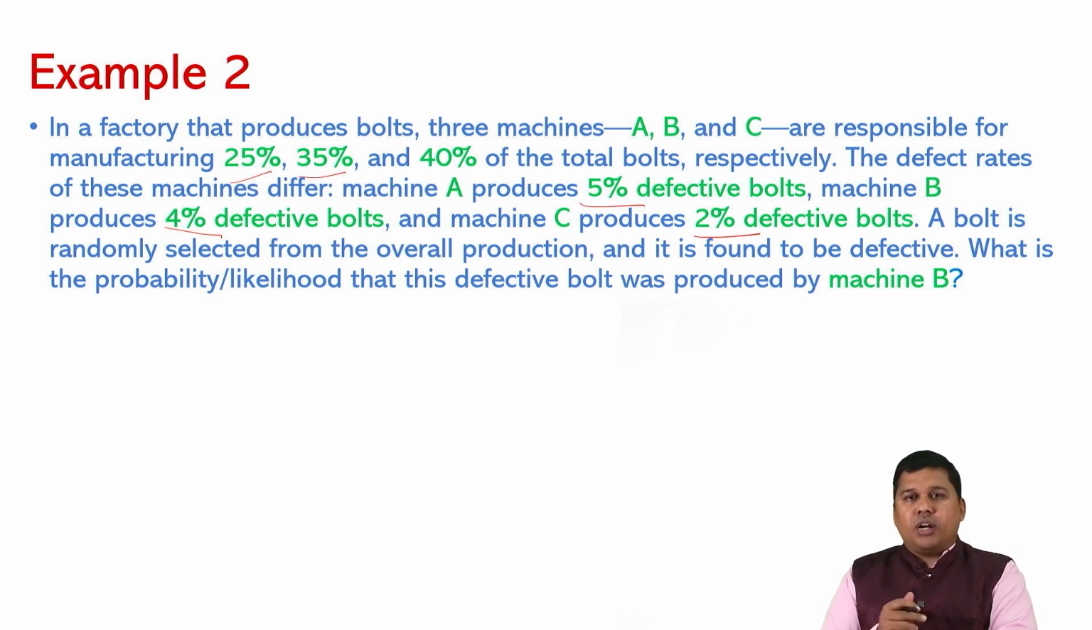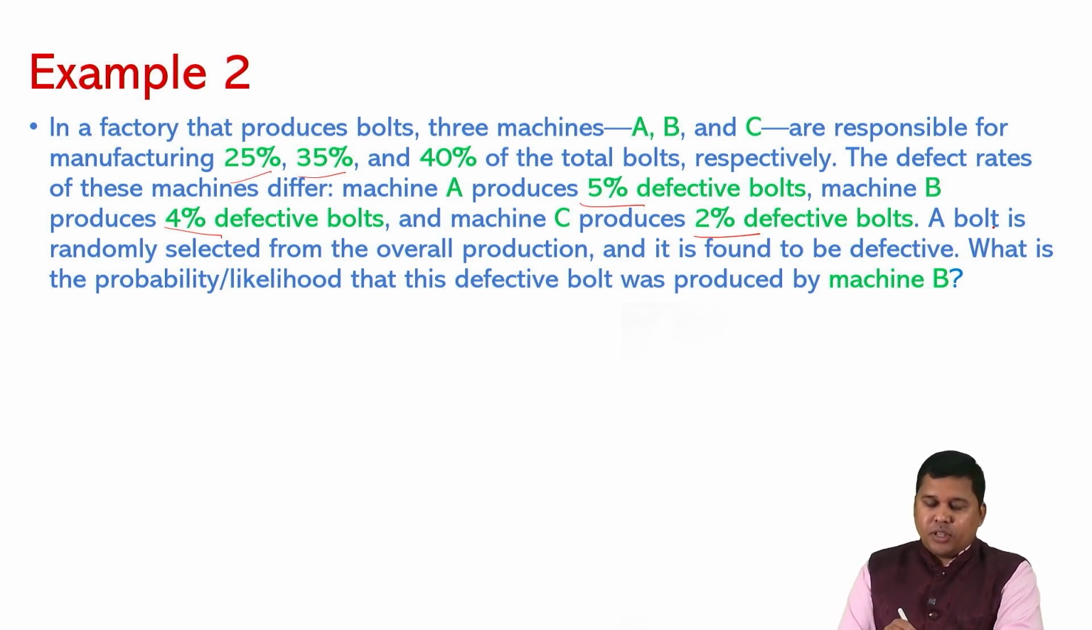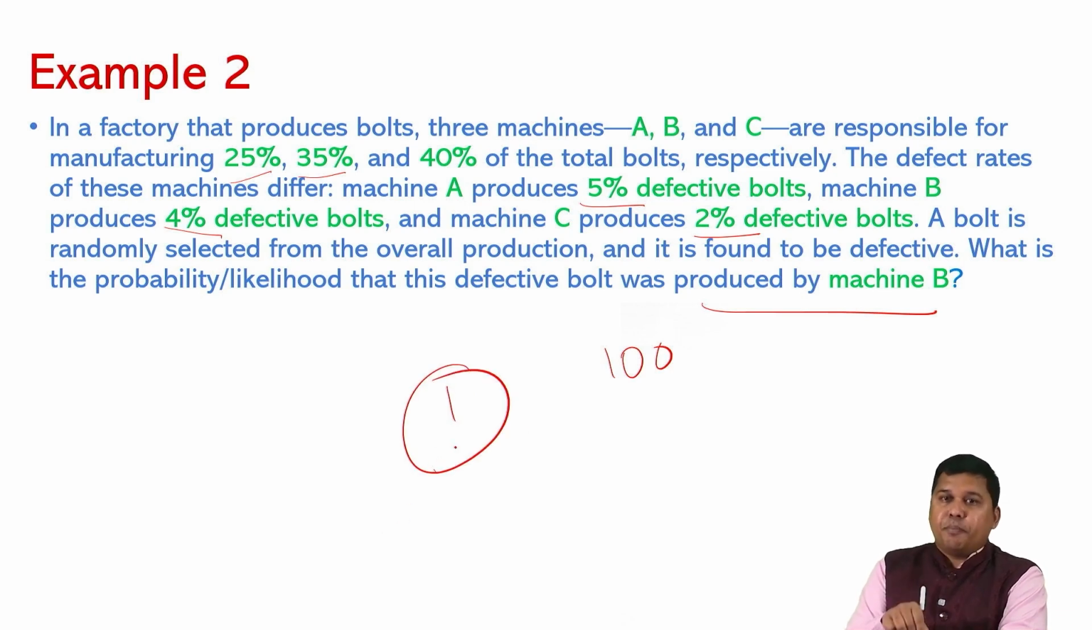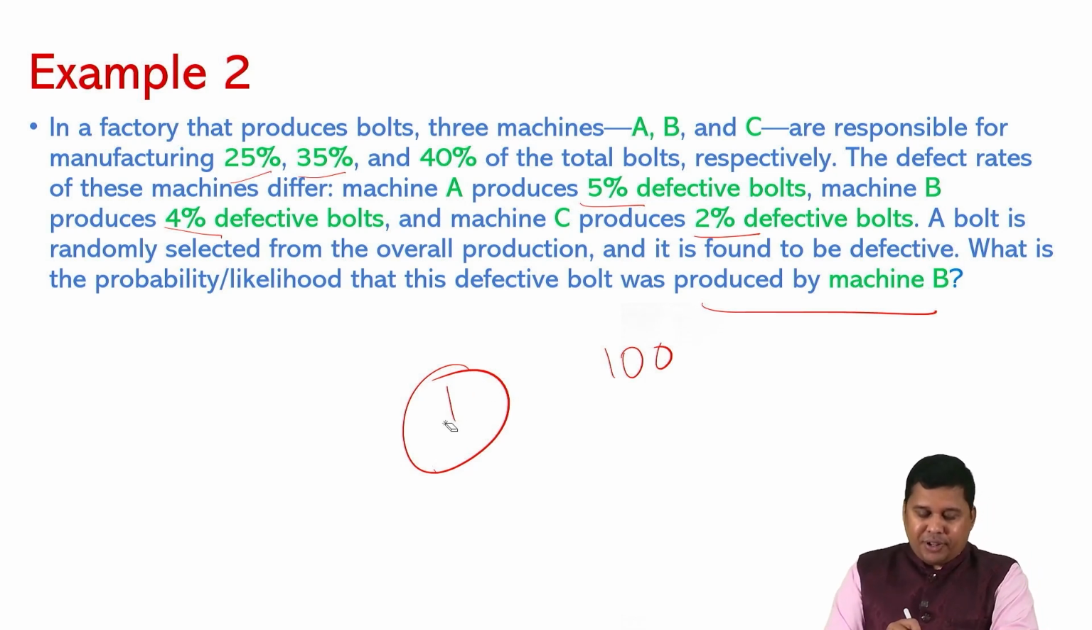So, every machine has its own defective bolts it is manufacturing. A bolt is randomly selected from the overall production, say from 100. It is found to be defective. What is the probability that the defective bolt was produced by machine B? Out of 100, I am randomly drawing 1. What is the chance that it is defective and it is from B? This is the question we have here.